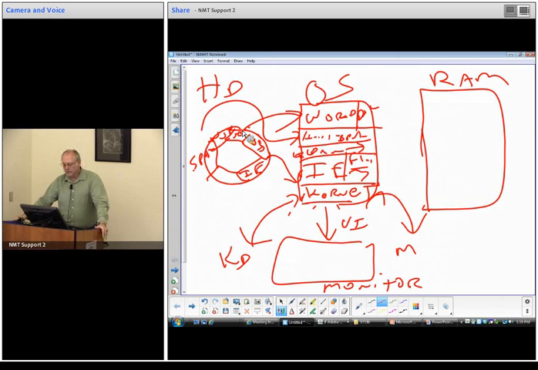So the operating system is doing all that, and all of a sudden you say to yourself, you know what, I need to run PowerPoint. Well, if you can see here, your RAM is full. There's no more room.